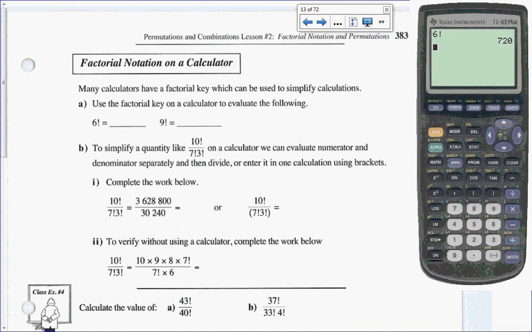6 factorial is 720. That simplifies things a little bit. For 9 factorial, plug in 9, go to math, across the top to probability, down to number 4, 9 factorial, enter, and you get 362,880.